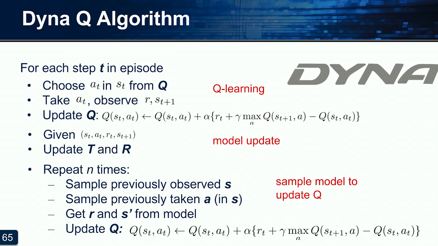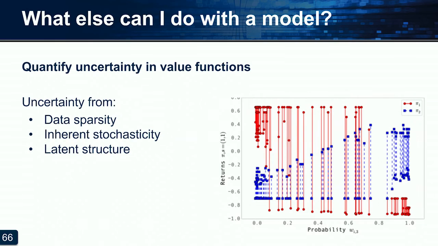But actually, there are more reasons you might want to do something like this. Instead of just being able to plan with it, you can do other things. We might have a lot of uncertainty in our model, and we typically do. This comes from all the standard guilty parties: data sparsity, stochasticity in your domain, and some fairly complicated structure that you don't have access to.